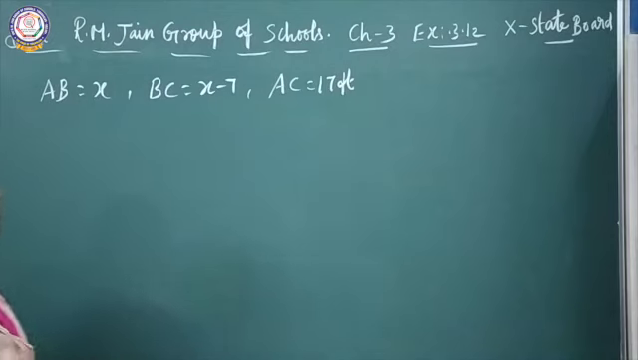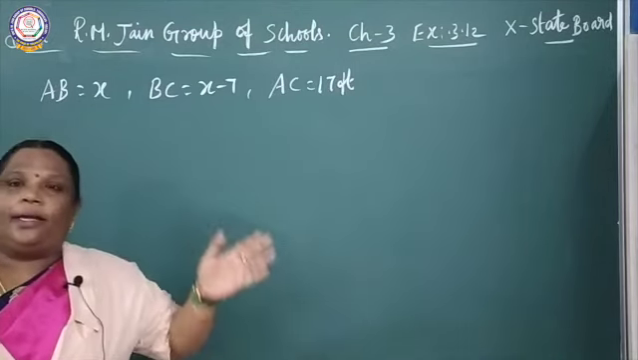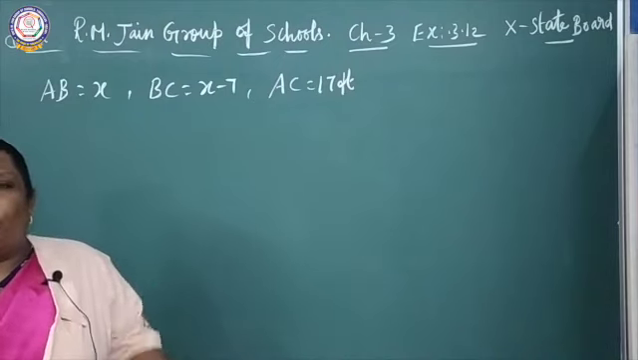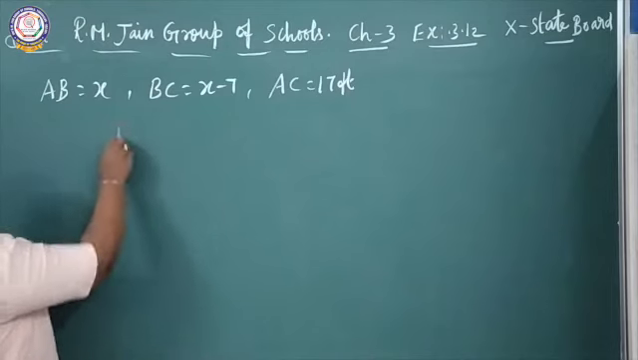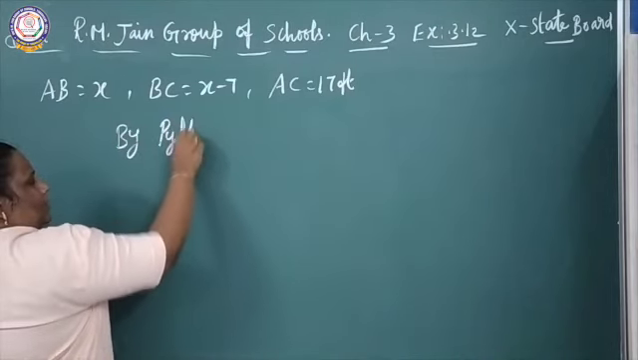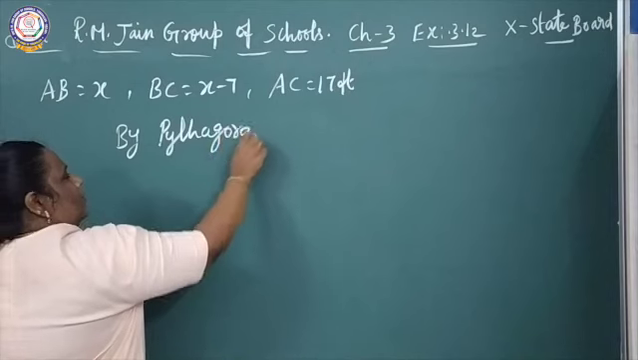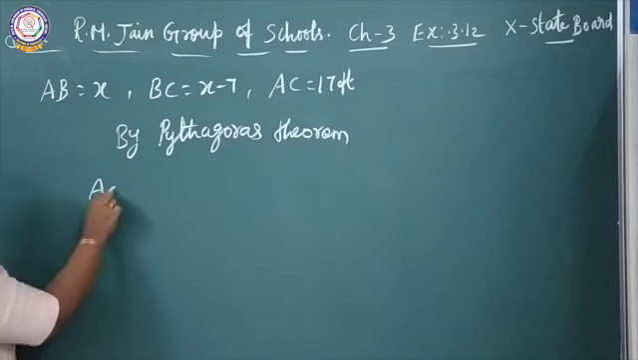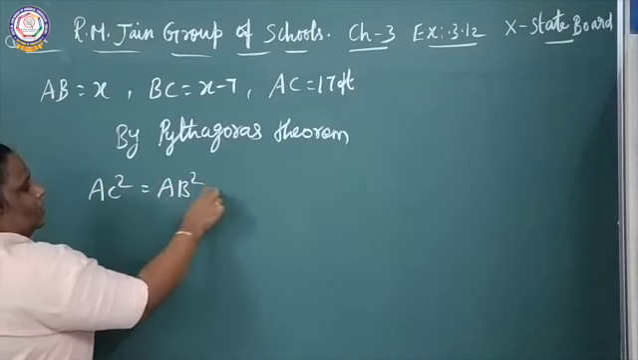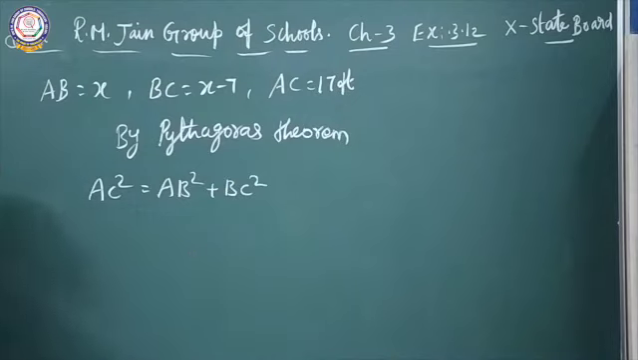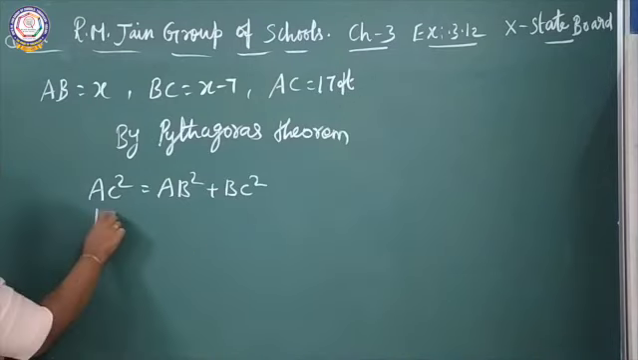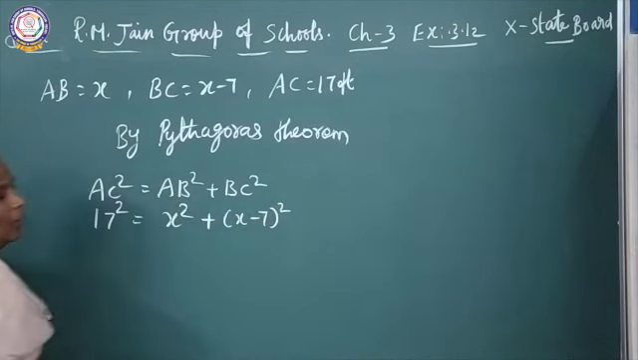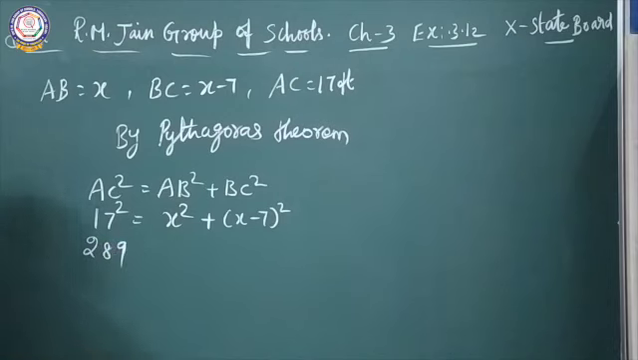Because the ladder is leaning against a wall, it forms a right angle triangle, so we can apply the Pythagoras theorem. By Pythagoras theorem, AC square equal to AB square plus BC square. What is the AC square value? 17 square equal to x square plus x minus 7 the whole square. 17 square is nothing but what?